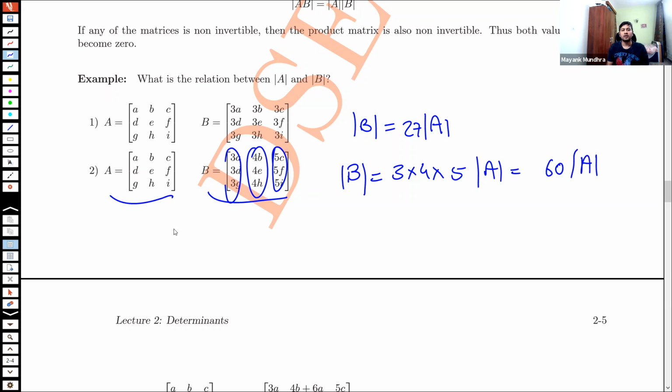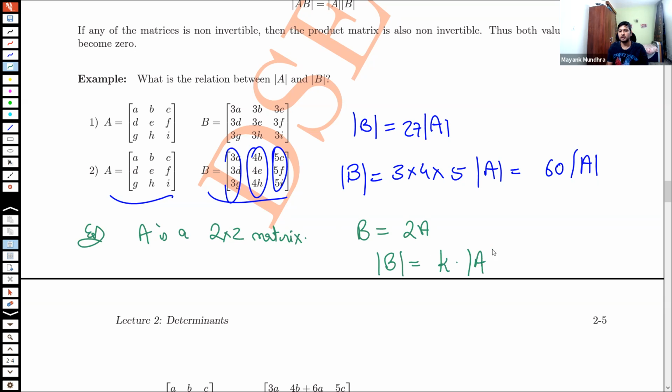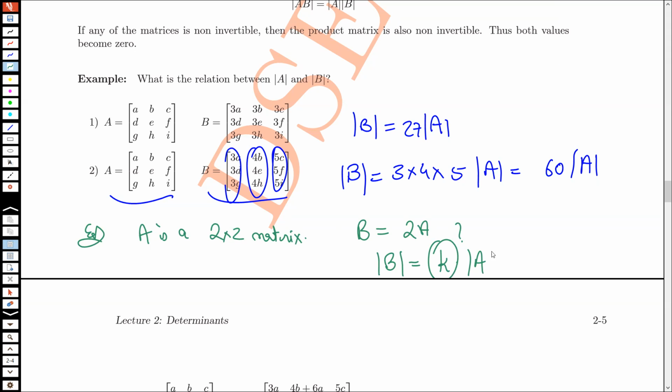All right, so let me give you an example. Suppose A is a 2 cross 2 matrix, and B is equal to 2 times matrix A. So what's going to be the determinant of B? Determinant B equals, let's say, some kappa times the determinant of A. So what's this kappa value? 4. Very good, 4.